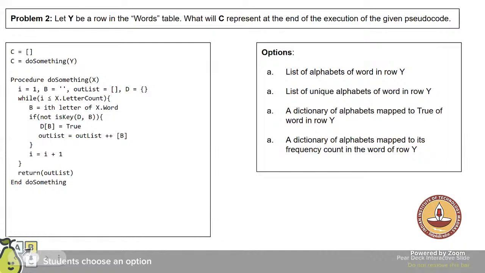The unique letters are actually stored in outlist. So what is stored in C then? Outlist only, no, we are returning it. C equal to outlist will happen. So whatever the outlist is. Okay, now I got it.